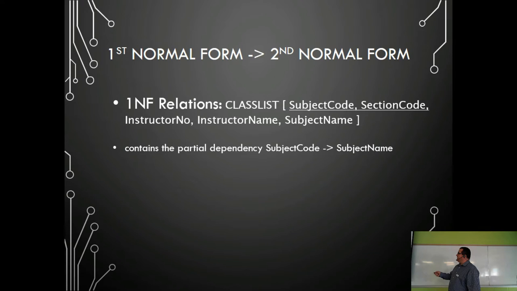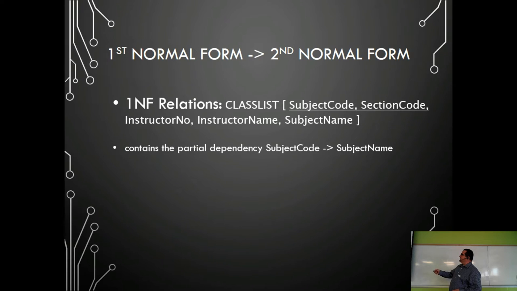And it just happens to line up really well on this slide that the subject name only depends on the subject code. You don't need the section code to figure out the subject name. That's known as a partial dependency. In other words, one of the attributes in here only depends on part of the primary key. The goal is you don't want anything like that at all. It's not good. It causes problems.